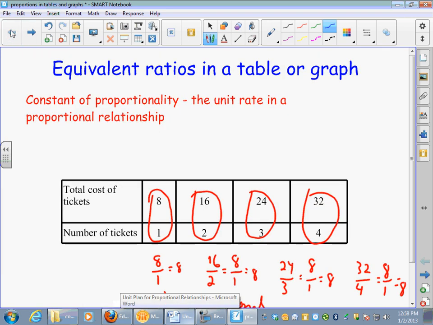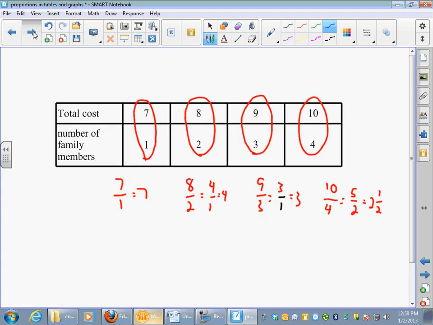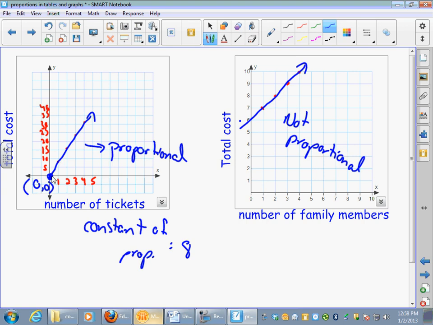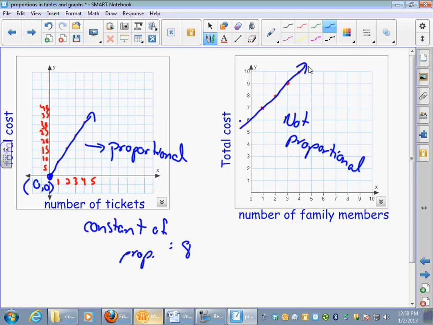Either do a table of values and reduce every rate to see if they all come out to be the same. If so, then it's proportional, and what they all came out to be is your constant of proportionality. On a graph, if it's a line through the origin, it's proportional, and the y value when x is 1 is your constant of proportionality. If in your table they don't all come out the same, it's not proportional. If on your graph it does not go through the origin or it is not a line, then it's not proportional. And that's it.